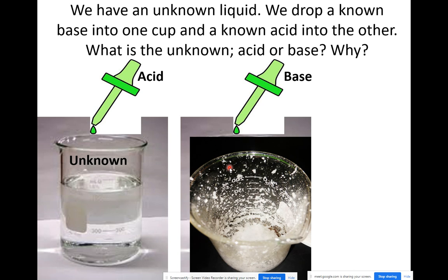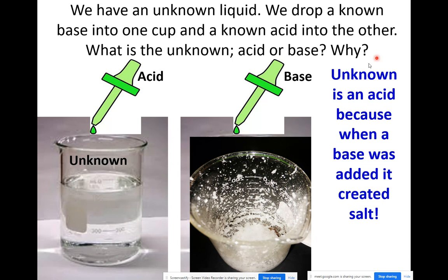Acid. Why do you say acid, Blake? And what do you think that white stuff on the cup is, Blake? Salt. And then with an acid, it didn't react, so it's there. And here's why. Let's see how Blake did. The unknown is an acid because when the base was added, it created salt. All right. Very good. Do you guys see what Blake saw? I hope so.